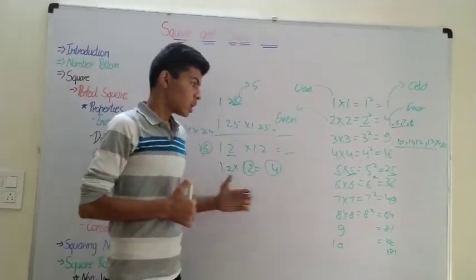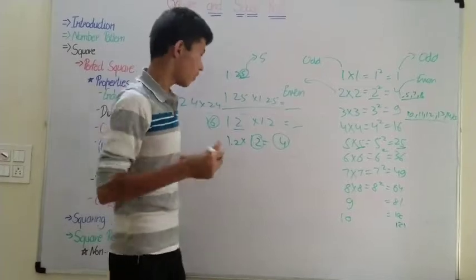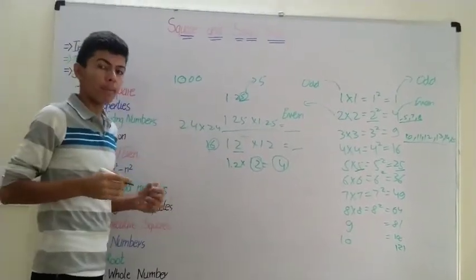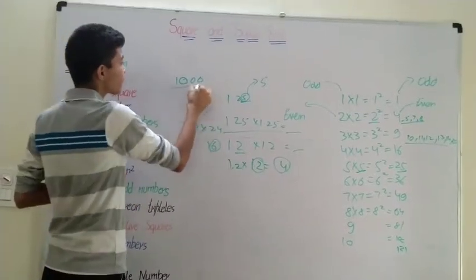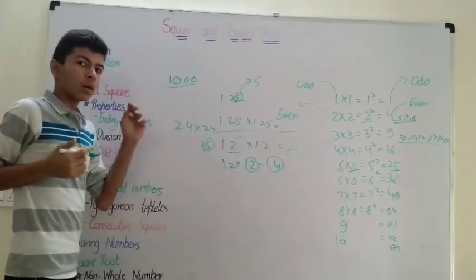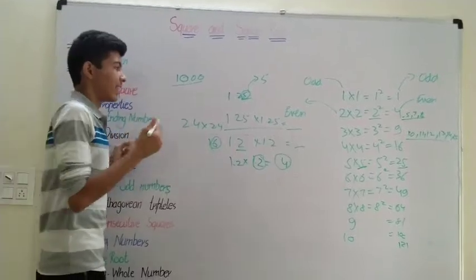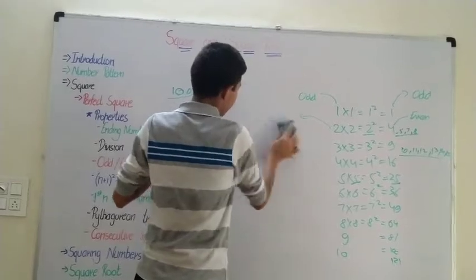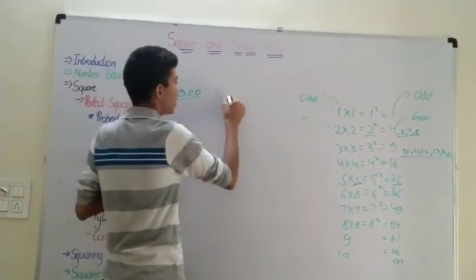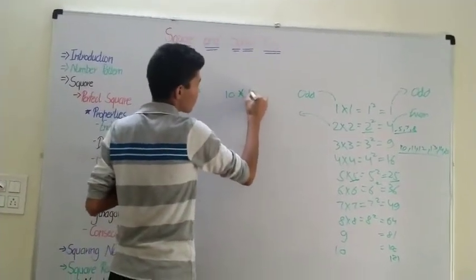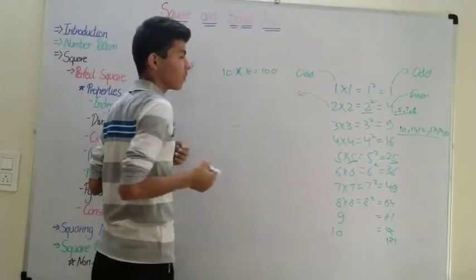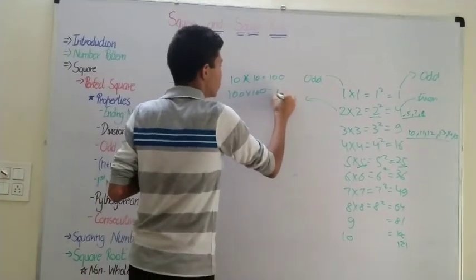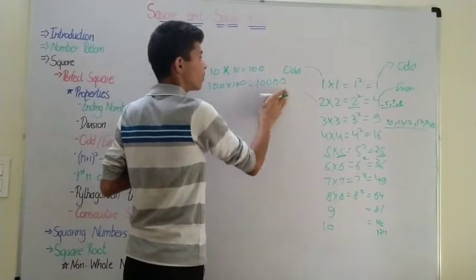Okay. So if we are given a number, say 1000, is it a perfect square? We can check this because if you multiply any number ending with 0, let's try it. If I multiply 10 by 10, I get 100. If I multiply 100 by 100, I get 1 followed by 4 zeros, that is 10,000.